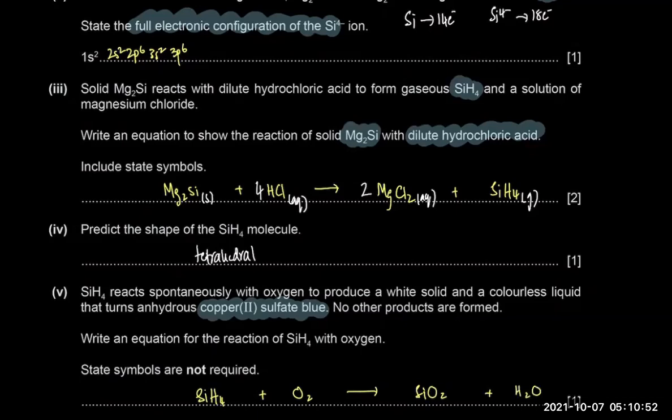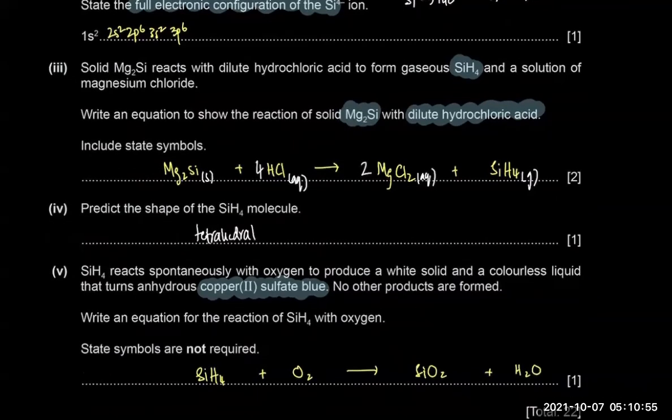Okay. And state symbols aren't required, so we won't write the state symbols. We have to balance this, right? So what do we have? We have four hydrogens here, so 2H2O. Now we have four hydrogens on both sides, and now we need 2O2 to balance it. Four oxygens on the right, so we're going to need four oxygens on the left.